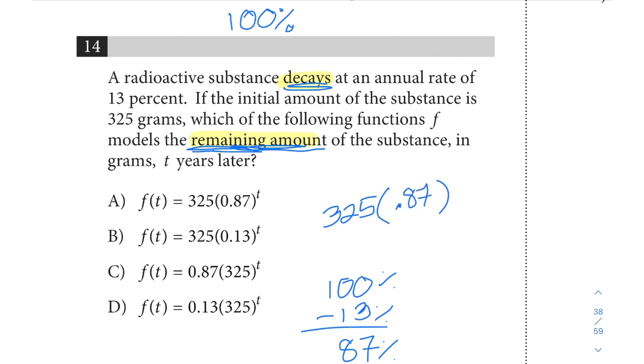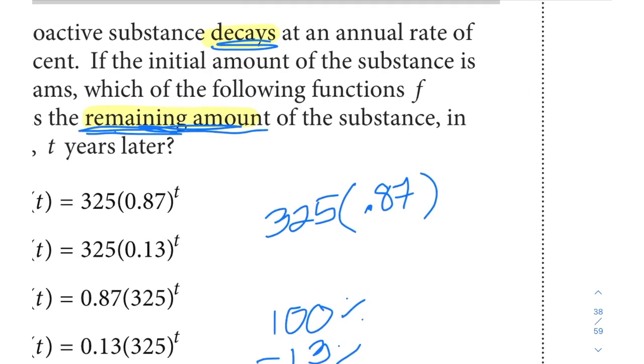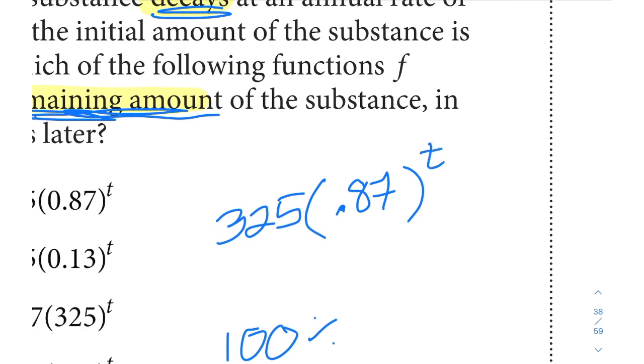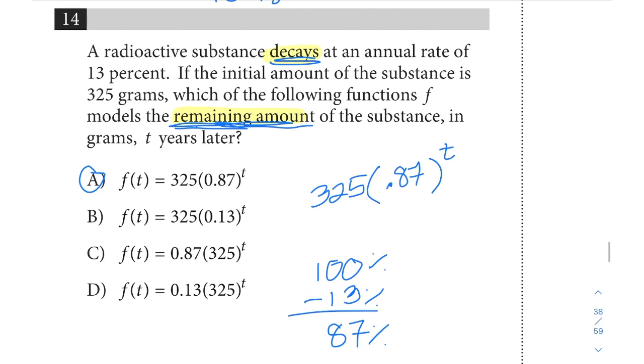And we can already tell that that seems to match answer choice A. But let's talk about where that t comes from. So here, it's decaying at an annual rate, and that's where we get the t, because t represents, as they tell us at the end of the question, the number of years.